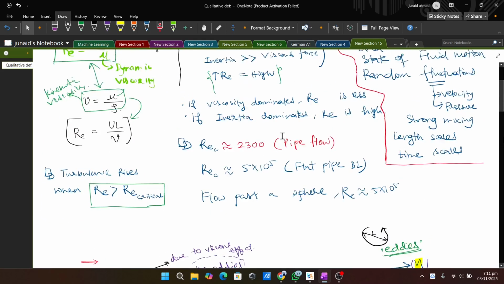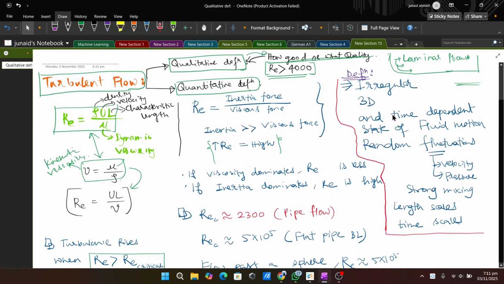Okay. And then we talked about the definition, that it is an irregular, three-dimensional, and time-dependent state of fluid motion characterized by random fluctuations of velocity and pressure. It showcases strong mixing and a wide range of length scales and time scales. So this can also be a way of defining turbulent flows.